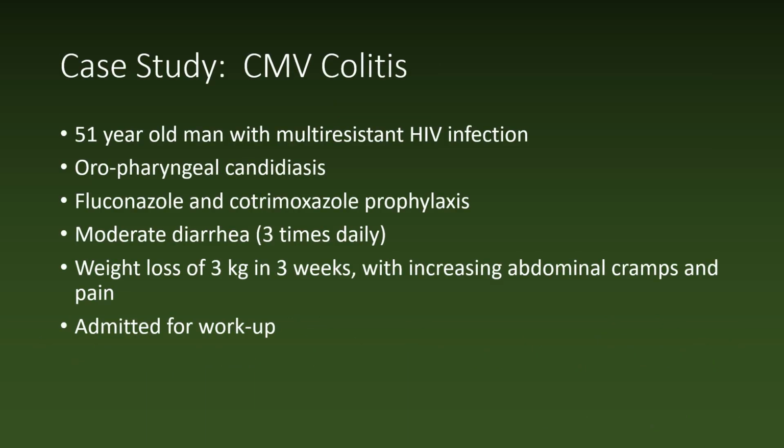A case study of CMV colitis of a 51-year-old man with multi-resistant HIV infection and oropharyngeal candidiasis on fluconazole and cotrimoxazole prophylaxis. He had moderate diarrhea 3 times daily, with weight loss of 3 kilograms in 3 weeks and increasing abdominal pain and cramps. He was admitted for workup.